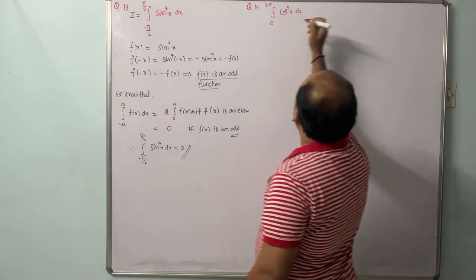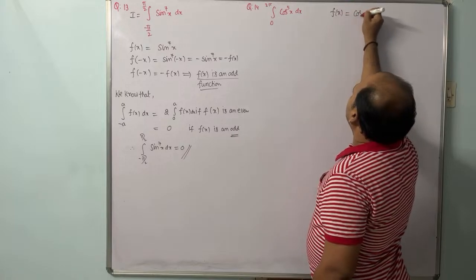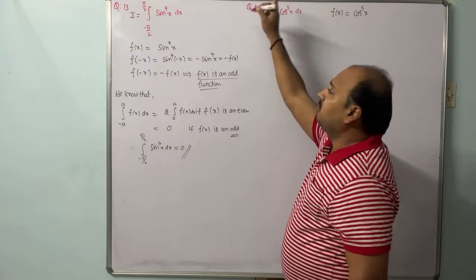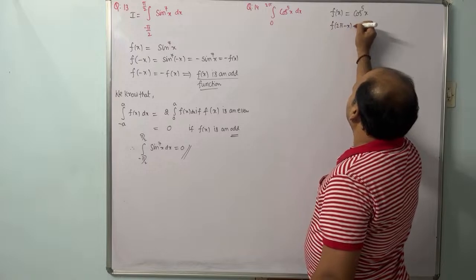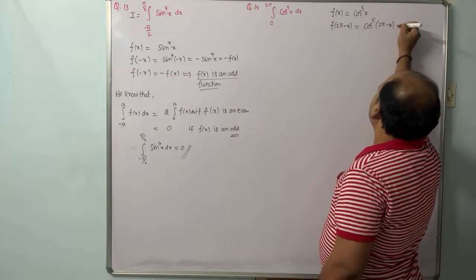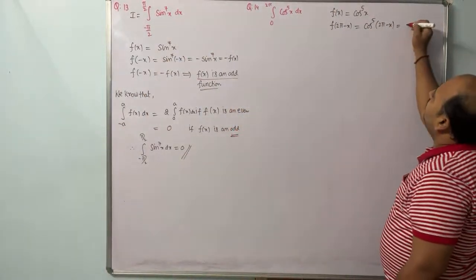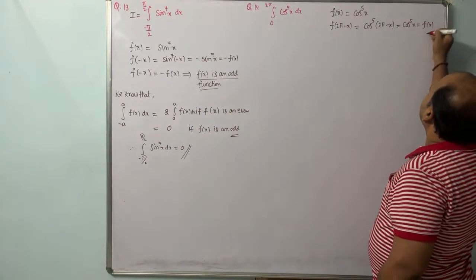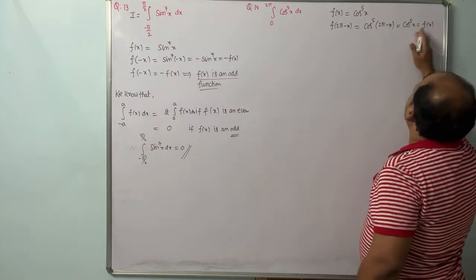Even here also I am going to verify f of x equal to cos power 5x. Here limits are 0 to 2 pi, so f of 2 pi minus x I am checking. Cos power 5 of 2 pi minus x. 2 pi means 360 minus theta, fourth quadrant, it will be positive. So cos power 5x, even function only. So f of 2 pi minus x equals f of x.